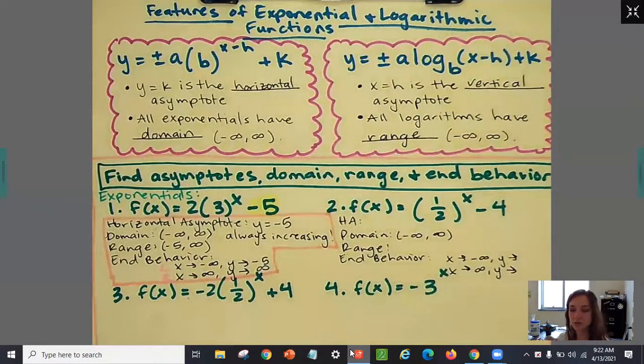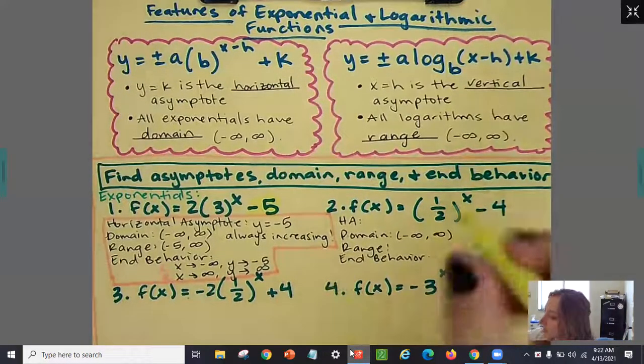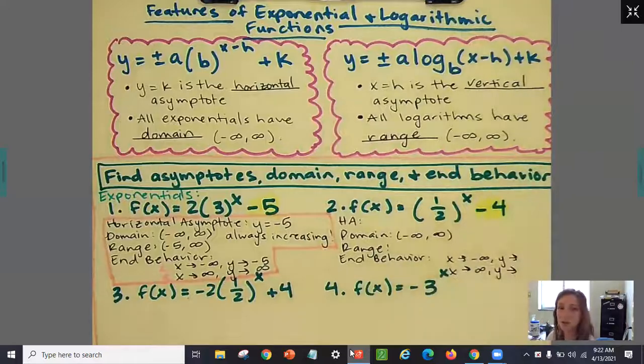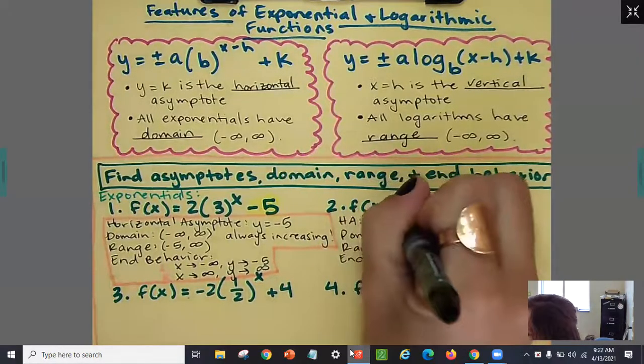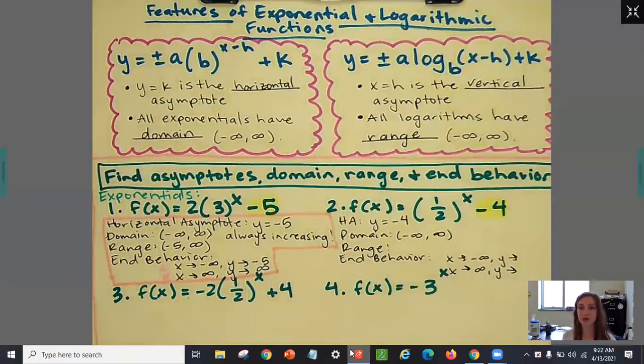All right, so for the horizontal asymptote, remember that's going to be y equals the number on the end, that k value. So this is going to be y equals negative 4. All right, we know that the range is going to include negative 4, and so is the end behavior. So let's go see if it's going to be -4 to positive infinity or negative infinity to -4.